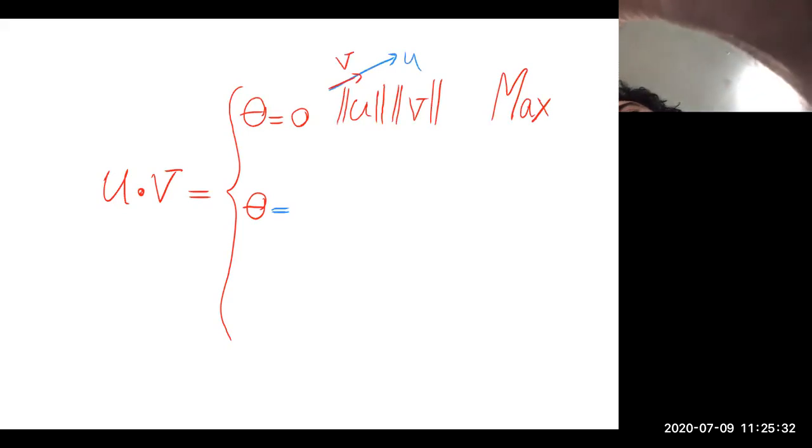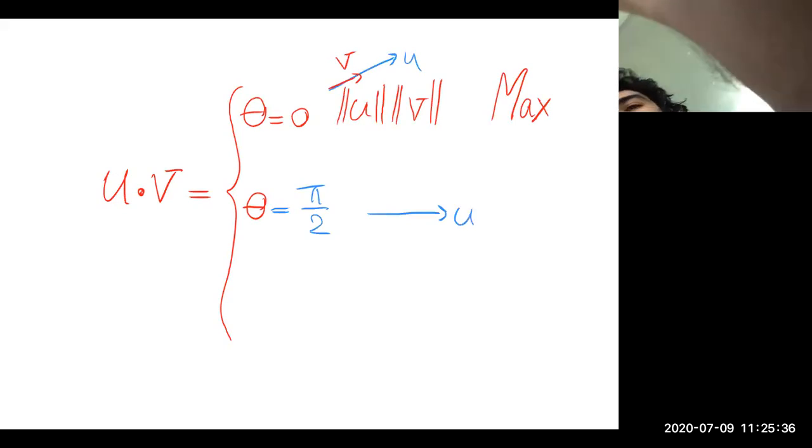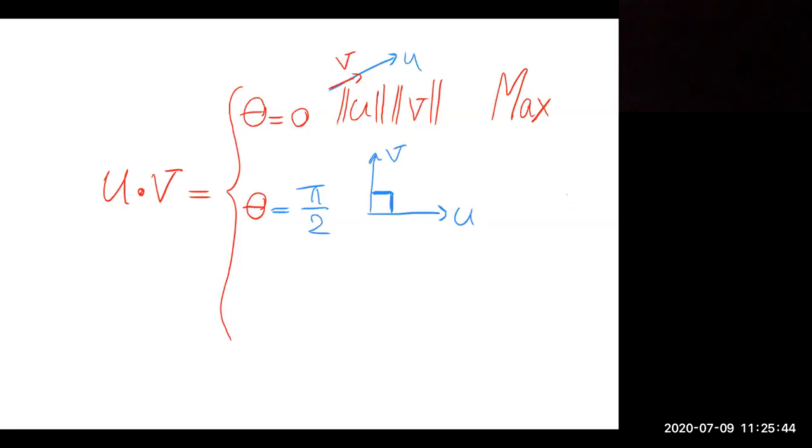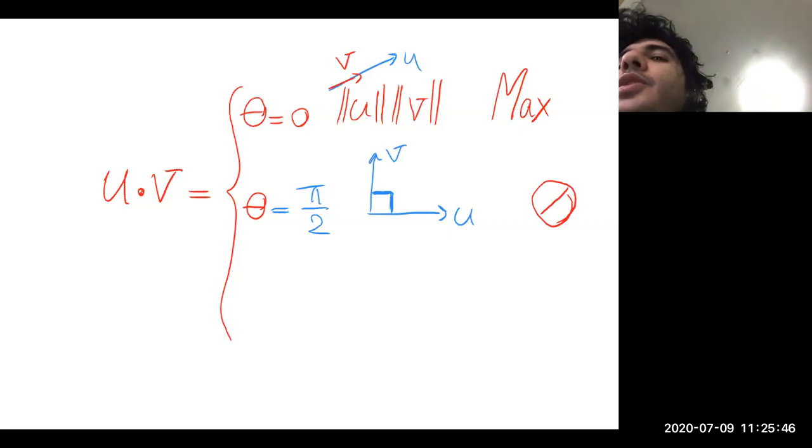The other case is where theta is pi over 2. They're normal to each other. They're on different axes. In that case, the inner product would be 0 because it's length of u times length of v times cosine of pi over 2, but cosine of pi over 2 is 0.